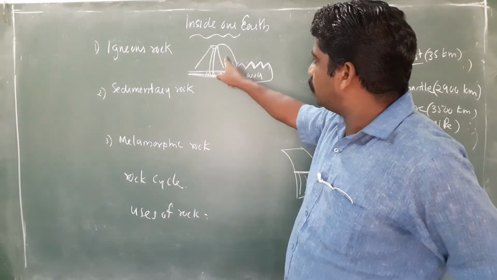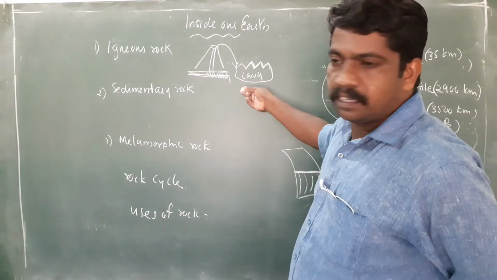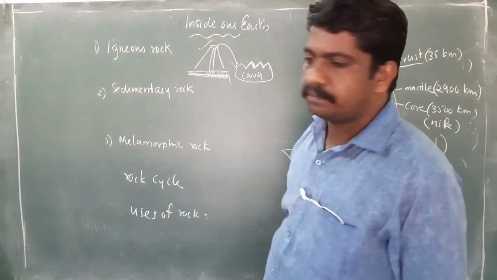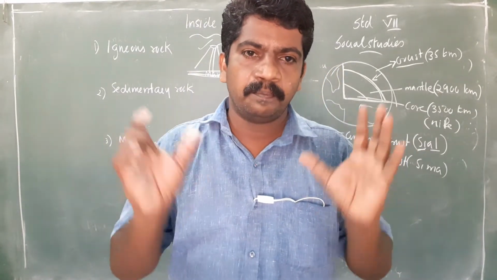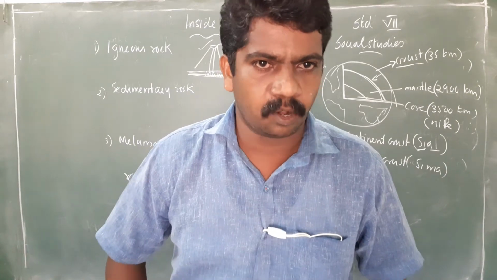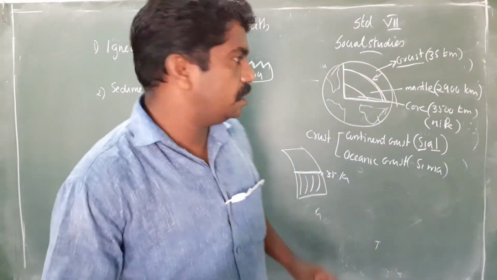Magma will come outside through this opening and become lava, and this lava will cool down and become the igneous rock. I think you understand. Therefore, igneous rocks are the first rock formed on earth. Therefore, they are called primary rocks. Now, let us understand. There are two types of igneous rock.